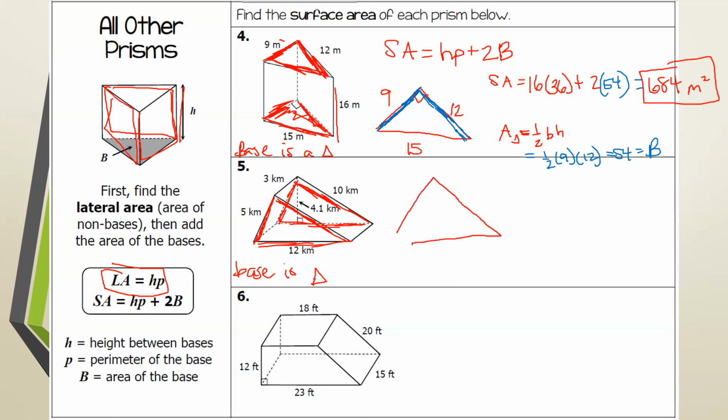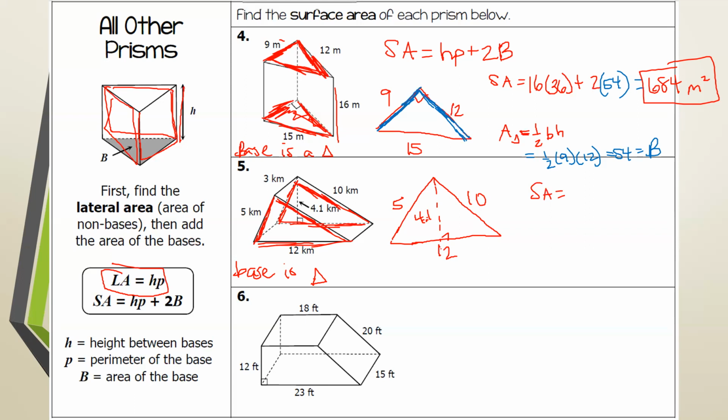Well, we don't know it's a right triangle. It's a triangle. We know this is 12. We know this is 10. We know this is 5, and we know its height is 4.1, all from the stuff that's labeled in the picture. So for our surface area, that's going to be the height of the prism.